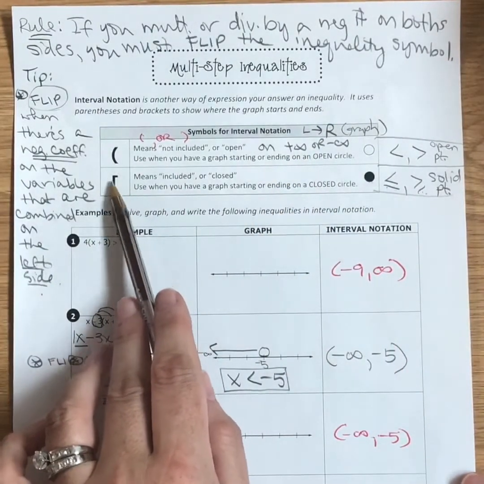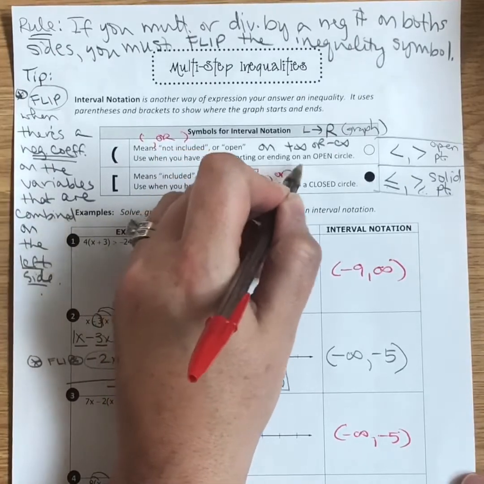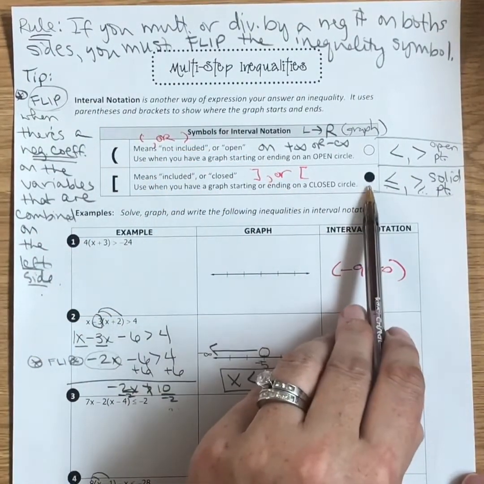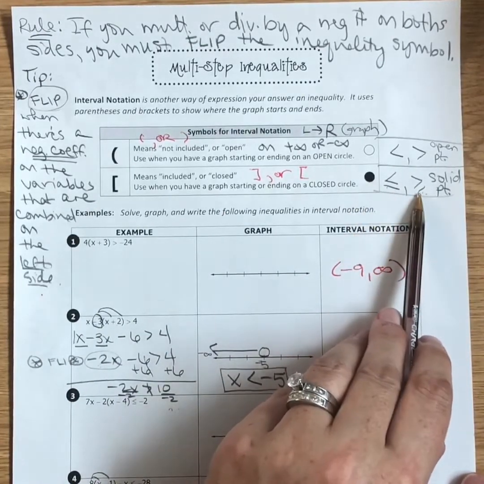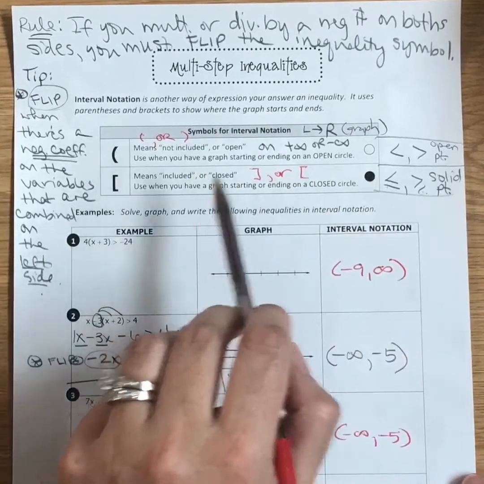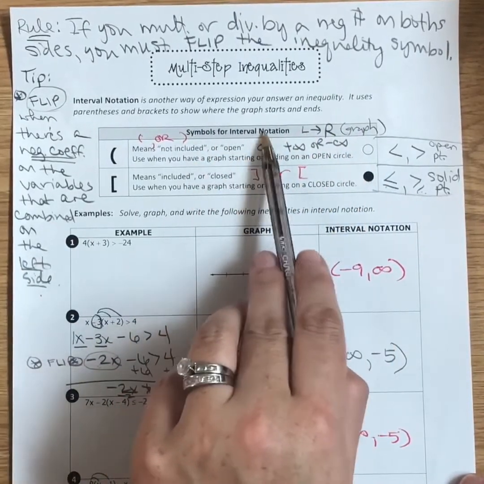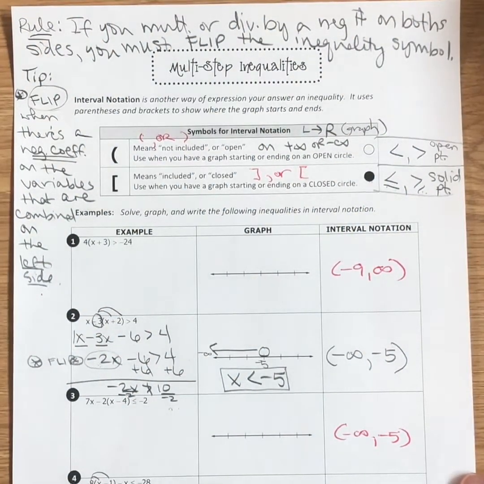You use a square bracket, and again, that square bracket can go both directions, and you only use it on a solid point, or if you have the or equal to on a less than or equal to or greater than or equal to. And we use the graph to help us with the interval notation, and we always read it from left to right.